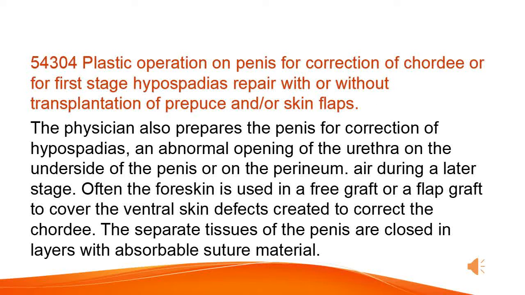Plastic operation on penis for correction of chordee or for first-stage hypospadias repair with or without transplantation of prepuce and/or skin flaps. The physician also prepares the penis for correction of hypospadias, an abnormal opening of the urethra on the underside of the penis or on the perineum, during a later stage. Often the foreskin is used in a free graft or a flap graft to cover the ventral skin defects created to correct the chordee. The separate tissues of the penis are closed in layers with absorbable suture material.